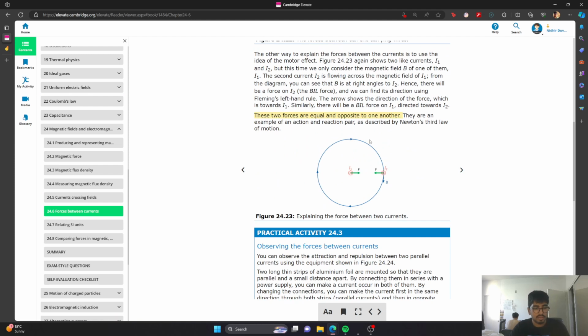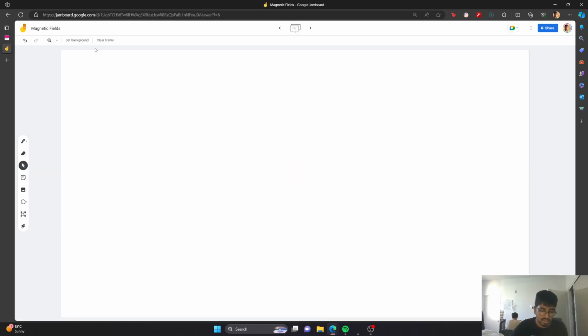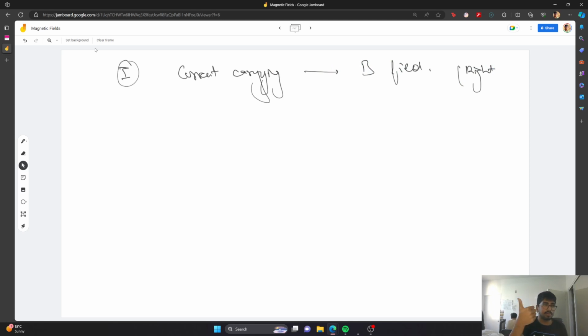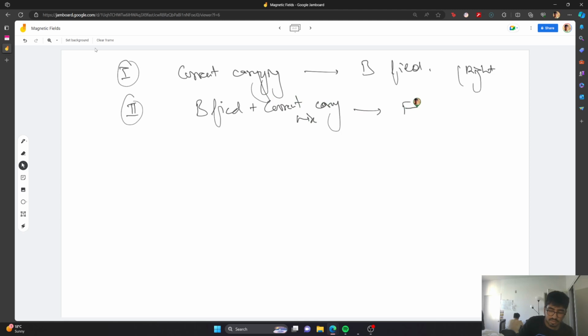Okay, another idea is that now we try to link those ideas, right? The first idea was that if you have a current carrying wire, then that produces a B field, according to the right hand rule. So there's a wire, and the thing that wraps around is the direction of the B field. The second thing is if there's a B field and there's a current carrying wire, that experiences a force.